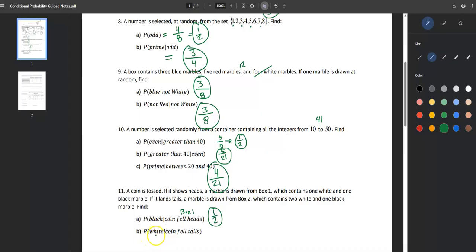This B, what's the probability of a white coin if it is on tails? So that's saying if I draw from box 2, essentially. There's 2 whites and 1 black, so this would be 2 out of 3 for that one.